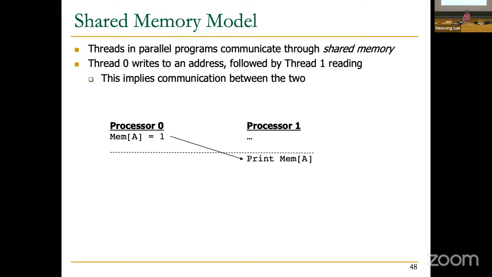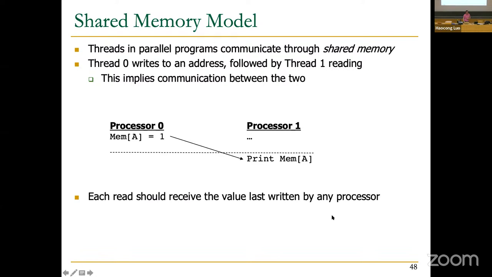This thread is running on processor zero. It's writing to memory location A. This thread is running on processor one. It's printing memory location A. So there needs to be some communication, as you can see over here. Now, if this is the model, each read that happens should receive the value last written by any processor, right? Otherwise, you'll have inconsistency in the program.